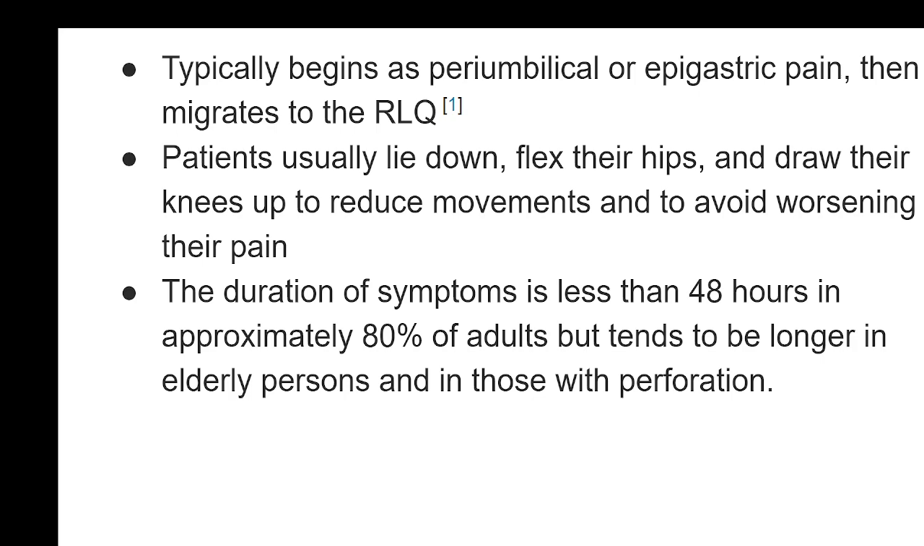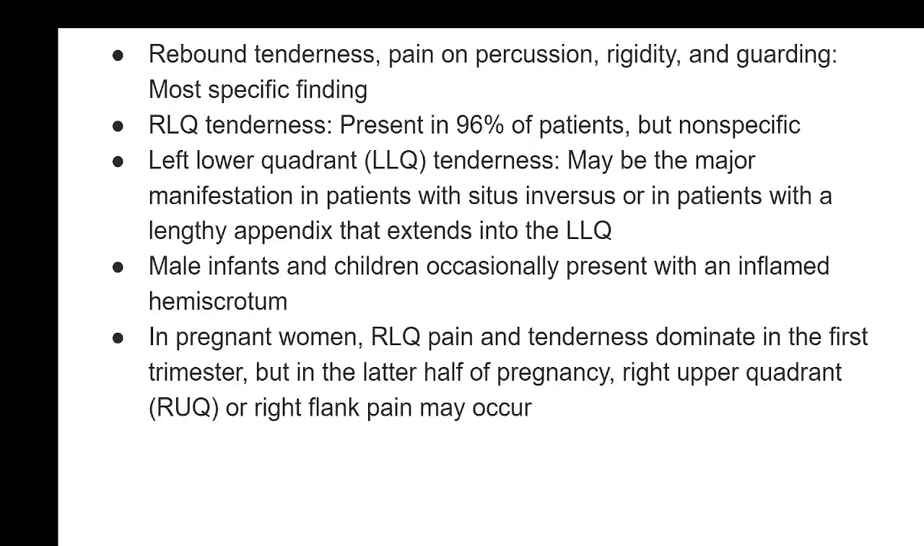And if the patients have complications like perforation and so on, it can be prolonged. Then the other typical clinical signs would be rebound tenderness, that's pain on percussion, or rigidity and guarding. These are signs of peritonitis, and these signs would occur when the inflammation has reached the serosal surface, the outer surface, and the peritoneum also is involved.